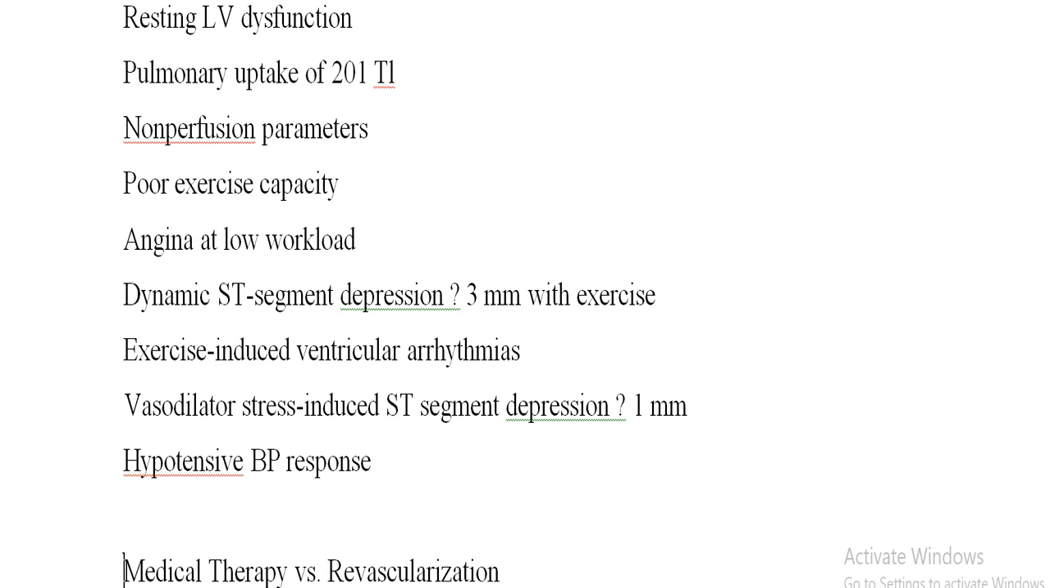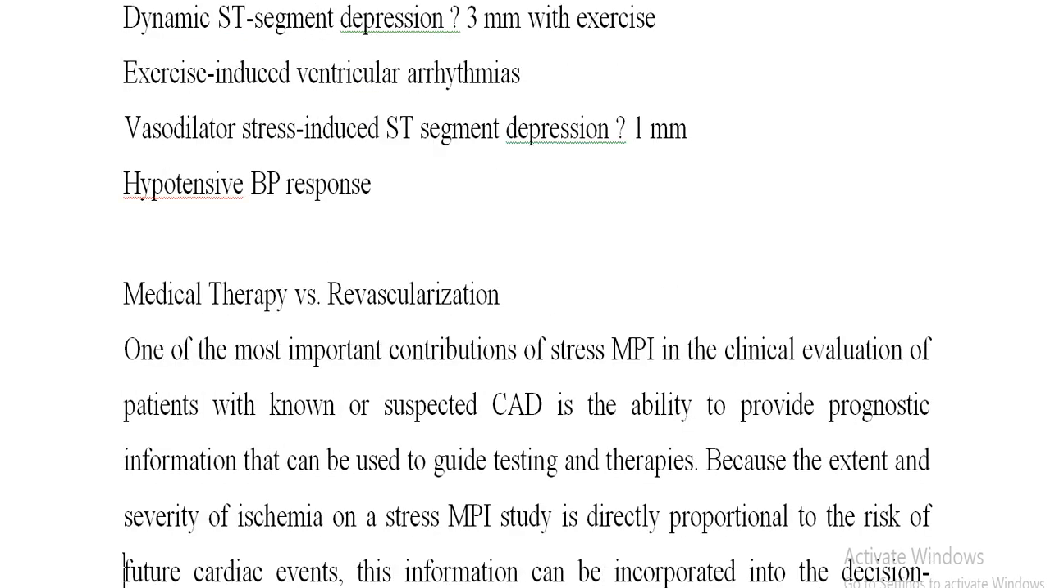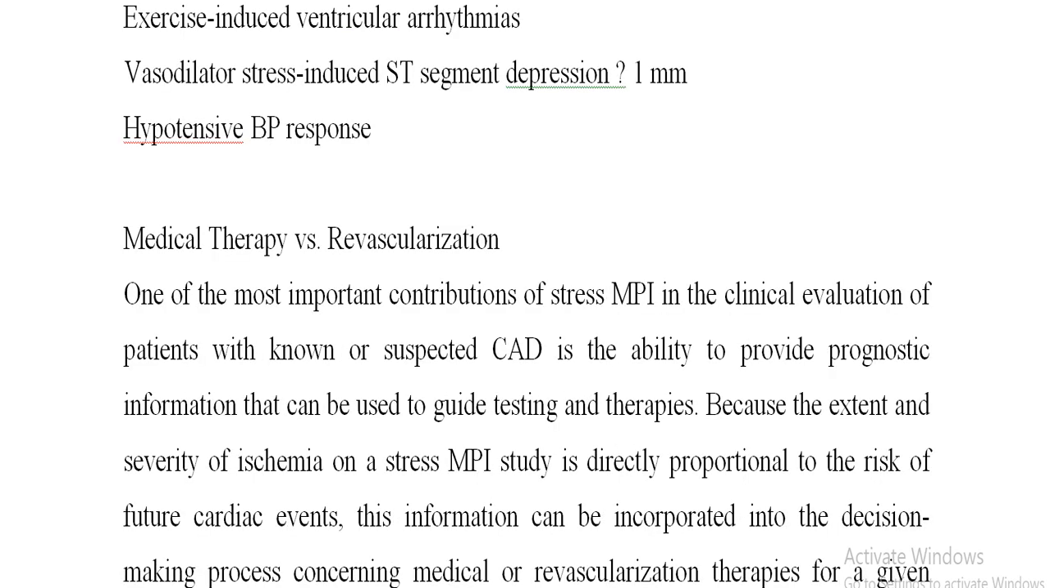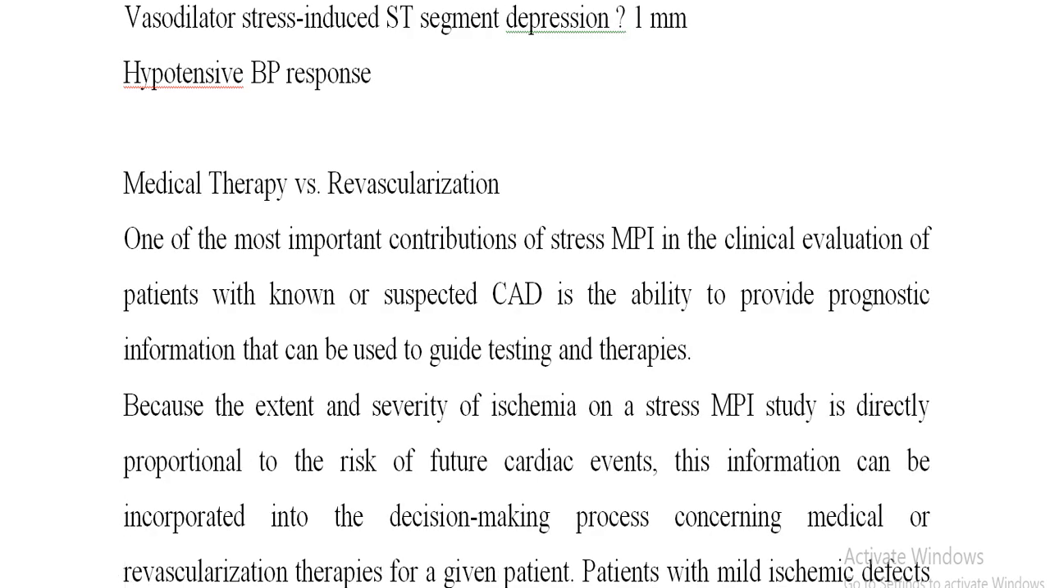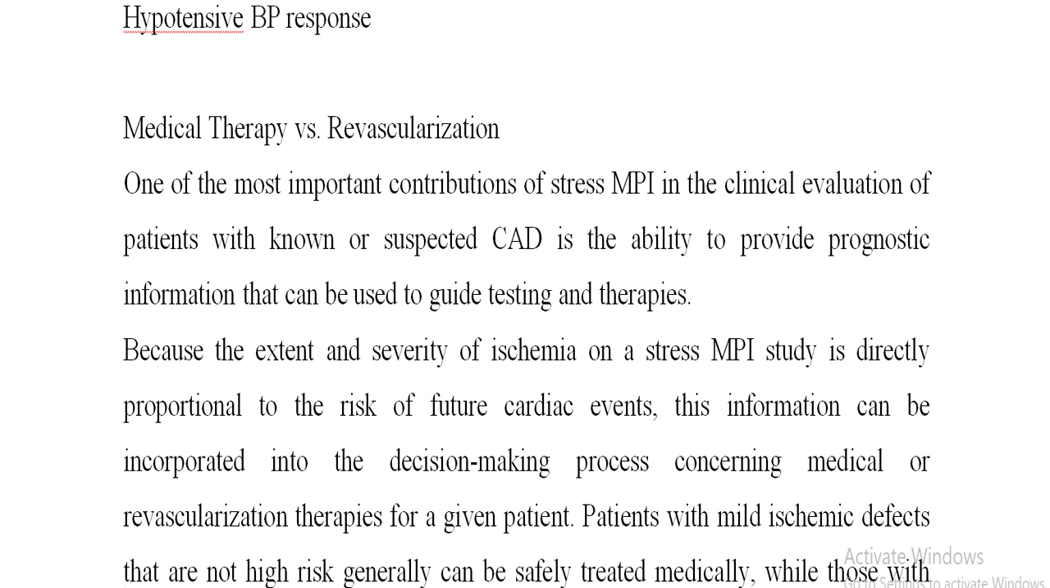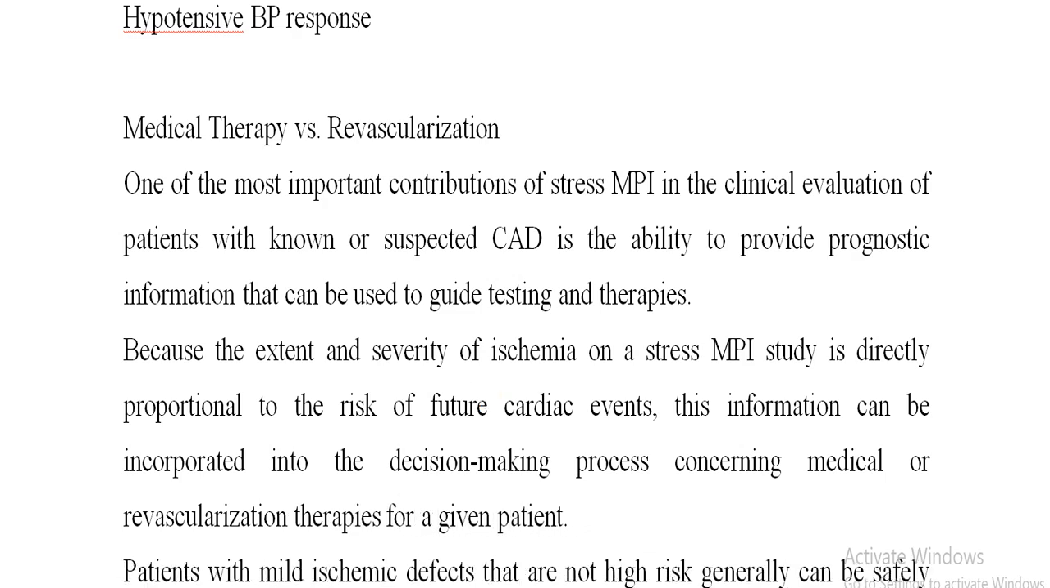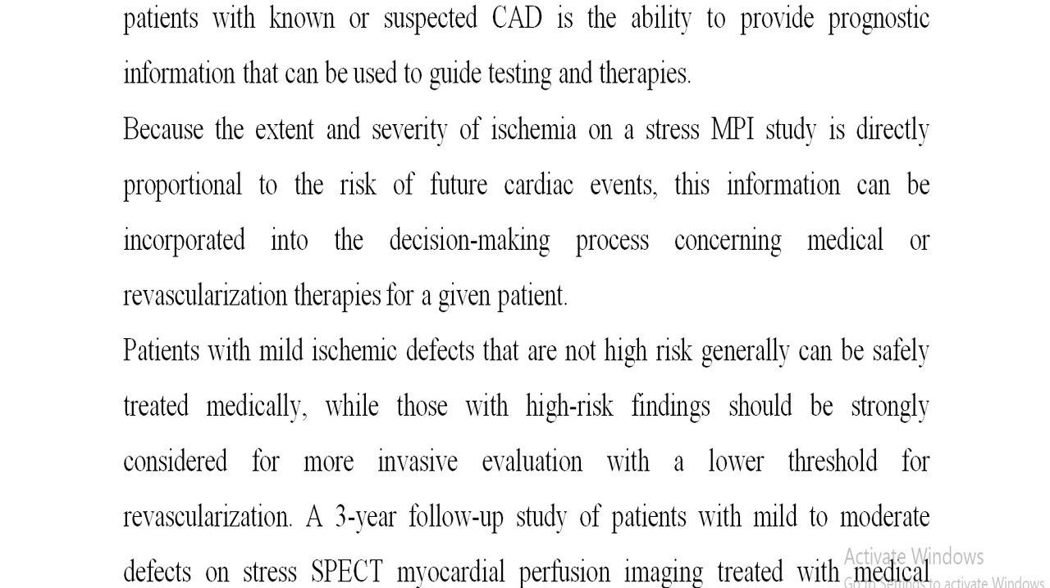Medical therapy versus revascularization. One of the most important contributions of stress MPI in the clinical evaluation of patients with known or suspected CAD is the ability to provide prognostic information that can be used to guide testing and therapies. Because the extent and severity of ischemia on a stress MPI study is directly proportional to the risk of future cardiac events, this information can be incorporated into the decision-making process concerning medical or revascularization therapies for a given patient. Patients with mild ischemic defects that are not high risk generally can be safely treated medically, while those with high risk findings should be strongly considered for more invasive evaluation with a lower threshold for revascularization.